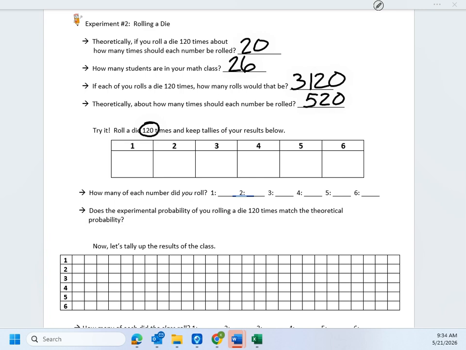Start rolling. Because I am. Yeah, I'm tallying. I'm not counting, I'm just gonna go for it.